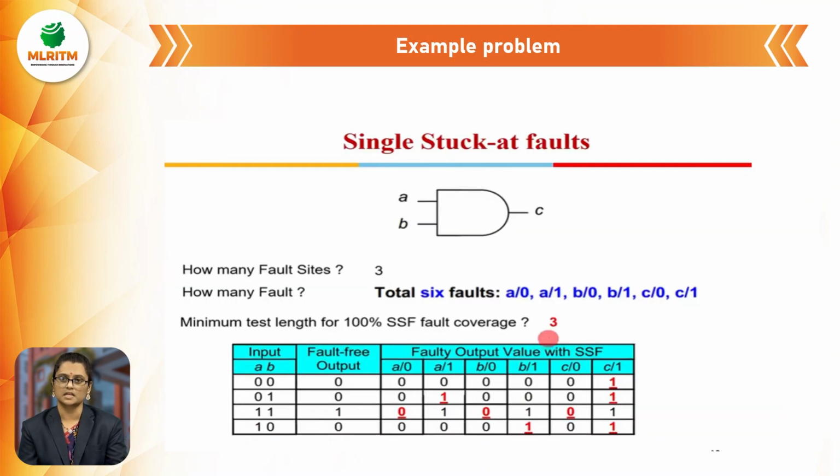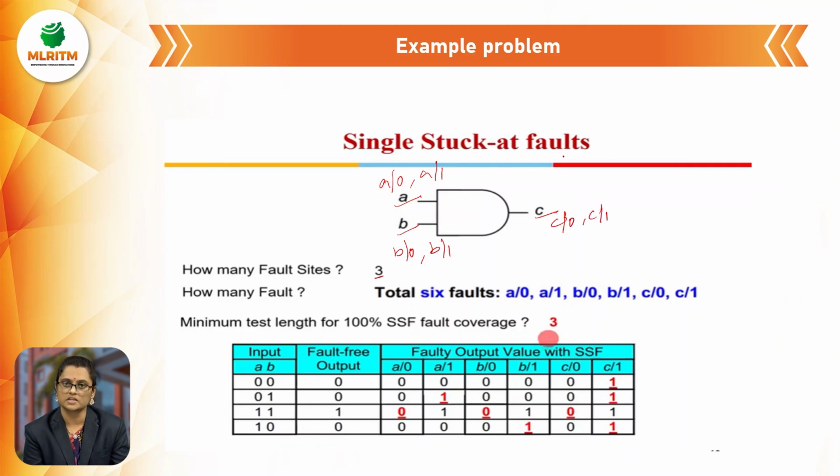I will explain an example problem. Here, how many fault sites are there? The total number of fault sites is 3. What are those? A, B, C. These 3 are the fault sites. And then how many faults are possible? A total of 6 faults are possible: A0, A1, B0, B1, C0, C1.